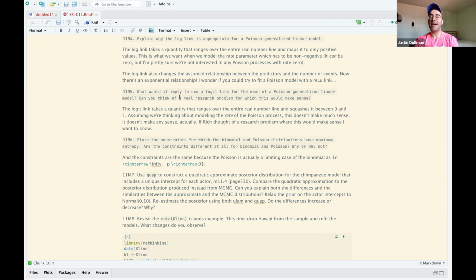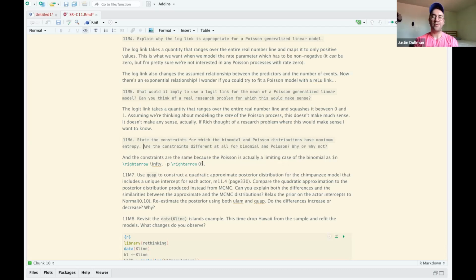Let's see. The last one I looked at was there were 3 in a row, so there was 11 medium 6. And I didn't finish writing this one, but basically the interesting question to me, well, okay, I'll just read the question first. State the constraints for which the binomial and Poisson distributions have maximum entropy. Are the constraints different at all for the binomial and Poisson? That was a pretty interesting why or why not.